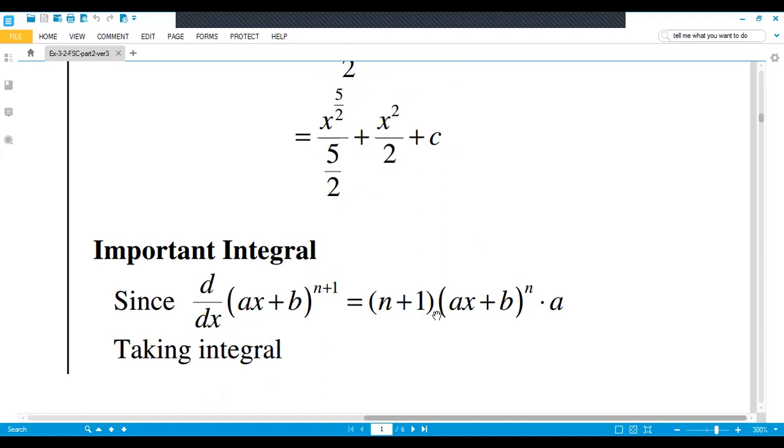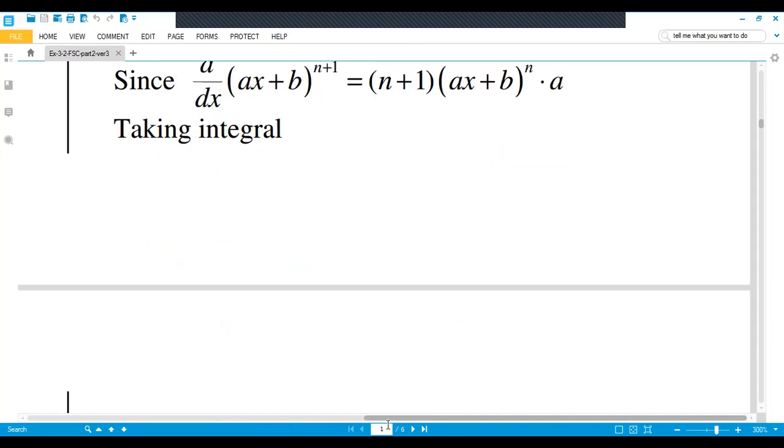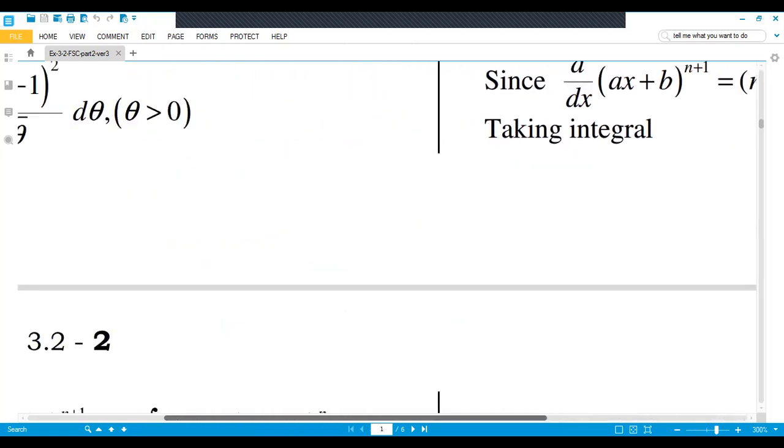Some important integrals: if you have (ax plus b) power n plus 1, you know that in its derivative the power will come as a coefficient, and from the power you subtract 1, and then you take the further derivative of ax plus b, which is equal to a, and for b it is 0. So when you take the integral, what will happen? That is for the derivative.